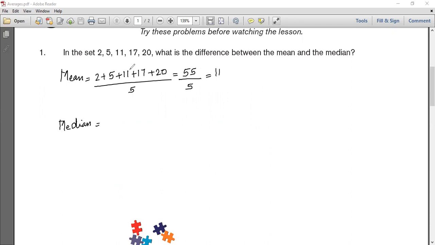We have to arrange them in ascending order. They're already in ascending order, so the middle value here is 11. And the difference between the mean and the median will be 0. So my answer is 0.